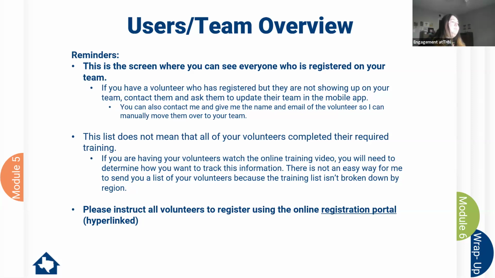So this list does not mean that all of your volunteers have completed the required training though. So if you're having your volunteers watch the online training videos, you'll for sure need to determine how you want to track this information. There's no easy way for me to send you a list of the volunteers because the training list isn't broken down by region. I will say to please instruct all your volunteers to register using the online registration portal and making sure that they select the correct region. Again, if they select the incorrect region, I can fix it, and I'll also show you all how you can fix that as well.